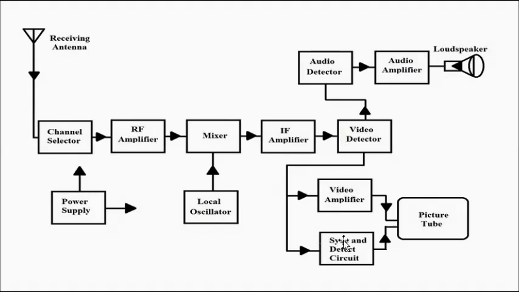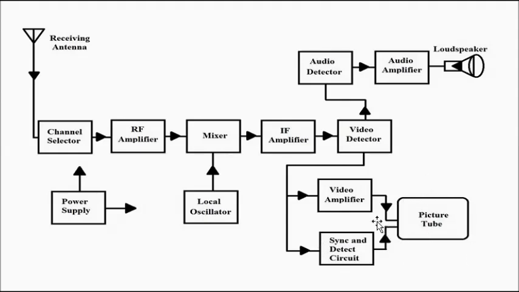Next, the video section at the bottom. The separated amplitude modulated video signal is given to the video amplifier, which performs the same task as the audio amplifier. It amplifies the video signal. Then the electrical equivalent video signals are given to the picture tube, which converts this electrical video signal into the actual image. The picture elements, pixels, are recombined to form the entire image.